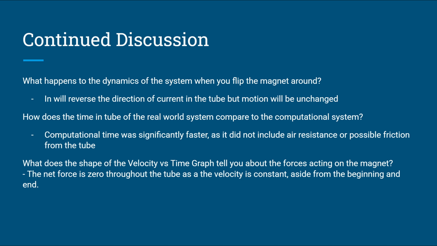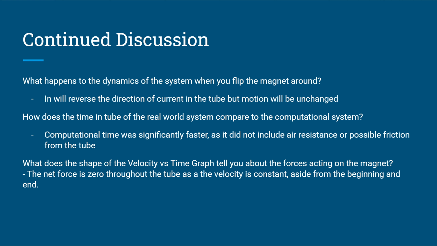And how does the tube in the real world system compare to the computational system? The computational time was significantly faster, likely because it did not include air resistance or possible friction from the tube. So the values really didn't line up. And also the mu values were likely wrong.